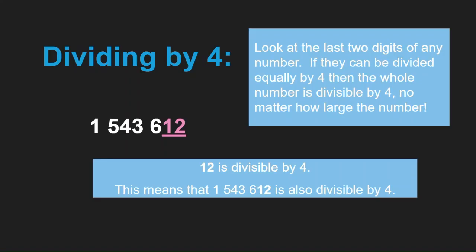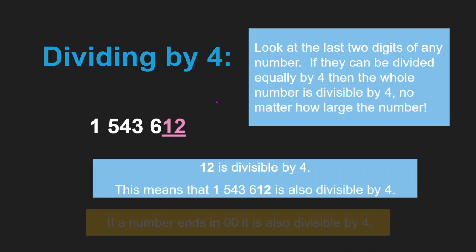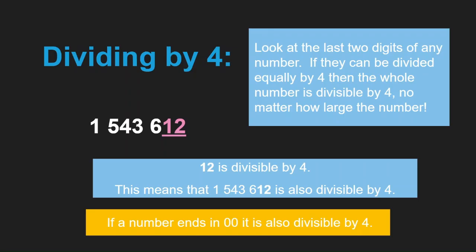And this means that our big number, 1,543,612, is also divisible by 4. You can do this with anything, no matter how big or small. Another thing to note, if a number ends in 0, 0, it is also divisible by 4. The best example of this is 100, all right? 100 divided by 4 is 25. You can do this with anything. 200 divided by 4 is 50. So anything that ends with 0, 0 in its last digits is going to be divisible by 4.